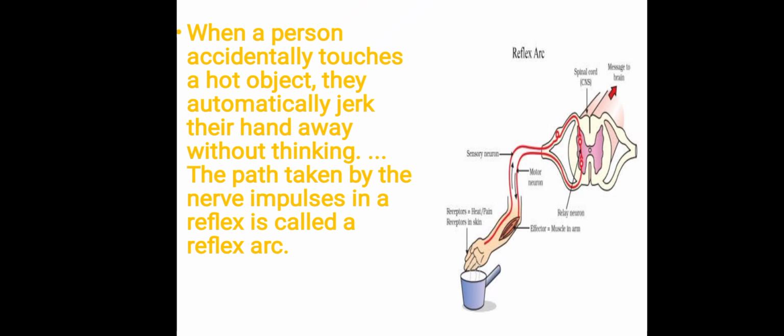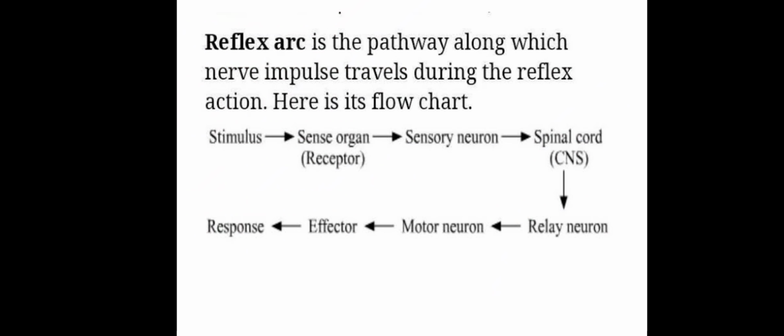When a person accidentally touches a hot object, they automatically jerk their hand away without thinking. The path taken by the nerve impulses in a reflex is called a reflex arc. It is the pathway along which nerve impulse travels during the reflex action. Here is its flow chart.